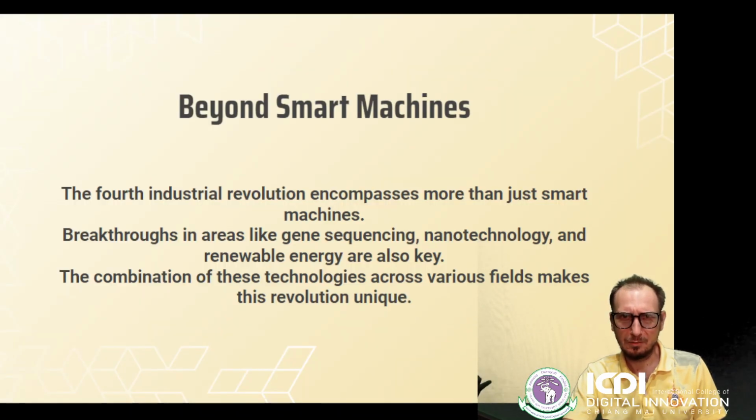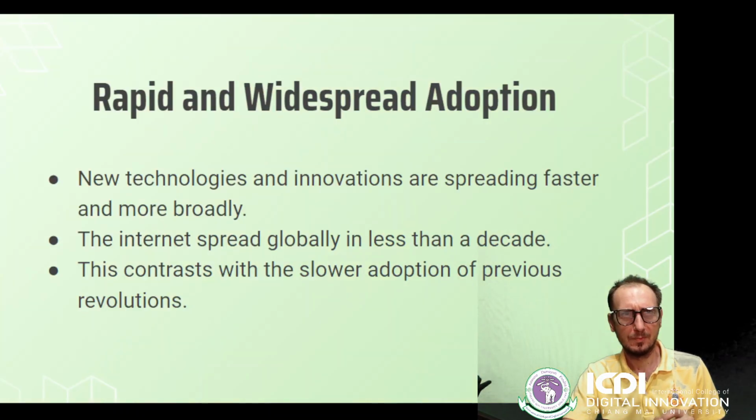The fourth industrial revolution is not just about smart machines and systems, it includes breakthroughs in gene sequencing, nanotechnology, renewable energy, and quantum computing. The combination and interaction of these technologies across physical, digital, and biological areas make this revolution very different from the previous ones. New technologies and innovations are spreading faster and more widely than before.